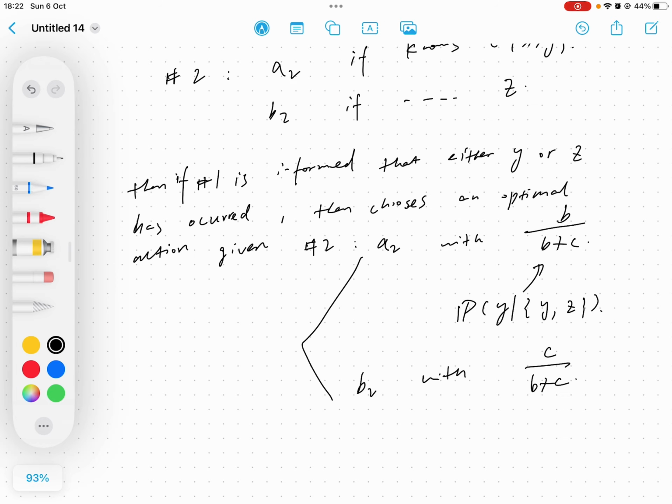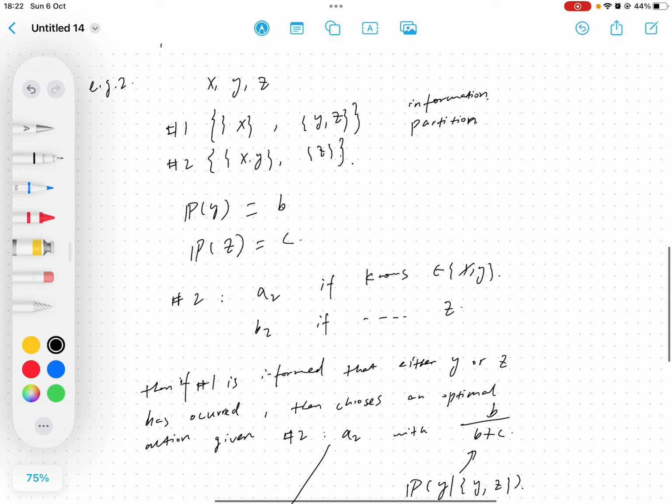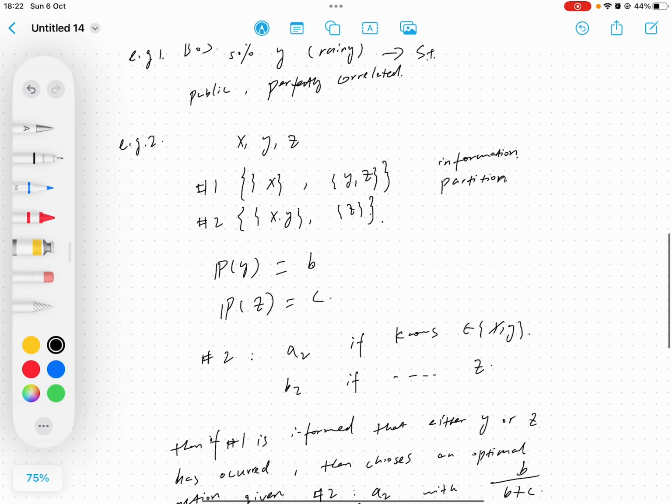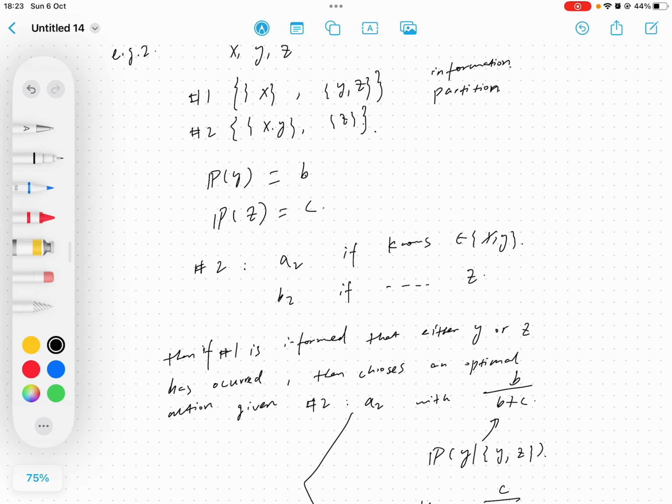So that would be also a very natural example of what we'll know as a correlated equilibrium. It is an example where the two players receive some signals, but they're not private and not independent, and in addition they're somehow not perfectly correlated. So there will be a general partition of that.